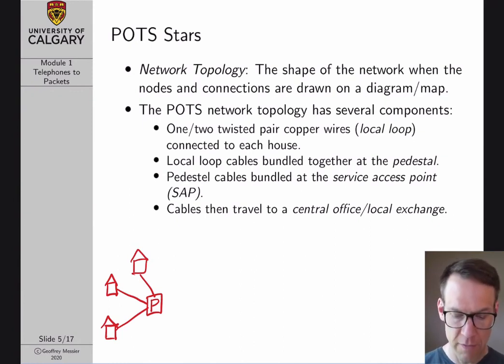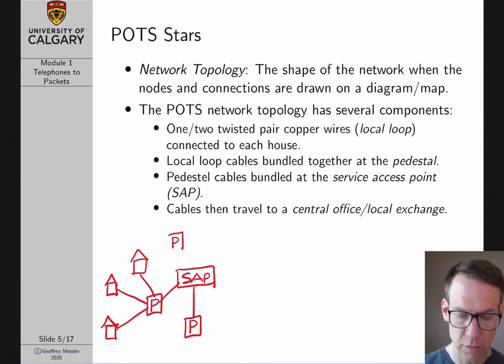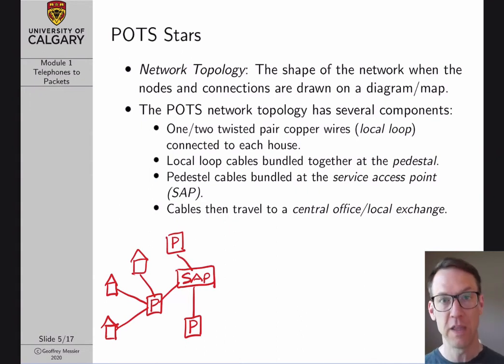Now we will have, in turn, a bunch of pedestals connected to nodes called service access points. Again, it's a star configuration where we have several pedestals connected to each service access point. The service access point exists to bundle those cables together into an even larger bundle. Service access points are those utility boxes that you sometimes see on street sides. In Calgary, there's often art painted on the boxes, or at least there is downtown, where I live. Those are the service access points.